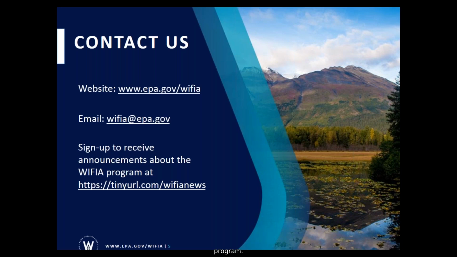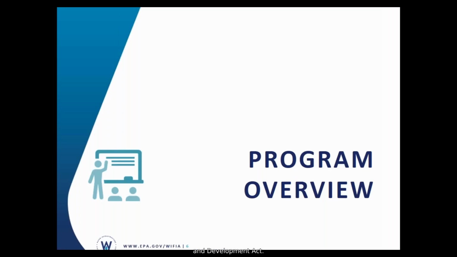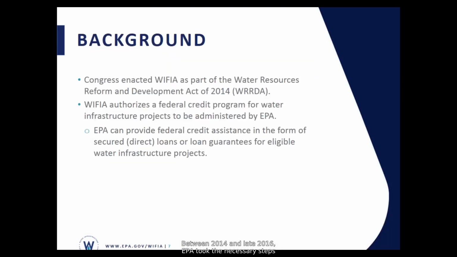A little background: our program was established in 2014 in the Water Resources Reform and Development Act. It was modeled after a similar successful program at the Department of Transportation called TIFIA. Between 2014 and late 2016, EPA took the necessary steps to establish a federal credit program at the agency and develop the administrative framework to make loans. Last month, in March, Congress appropriated $55 million for credit subsidy for fiscal year 2018, which allowed us to open our second selection round on April 12th.